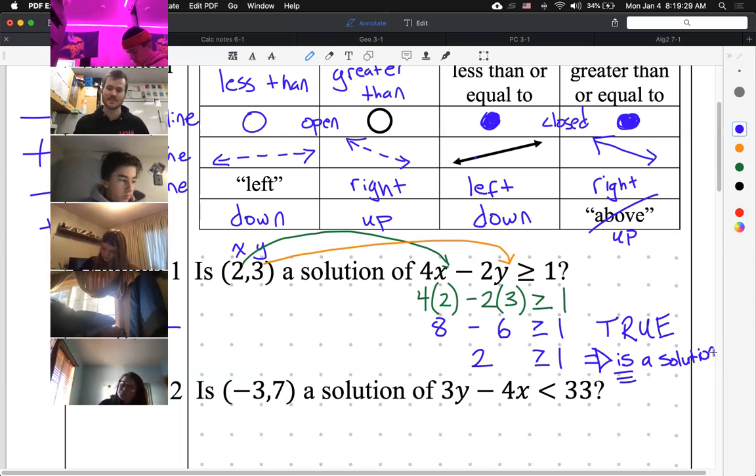If this was a false statement like 0 is greater than or equal to 1, no, that's not true. 0 isn't greater than 1. 1 is greater than 0. Then you say false, it's not a solution.